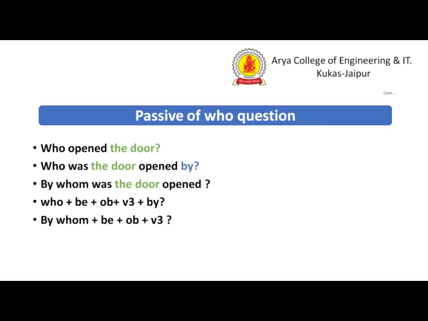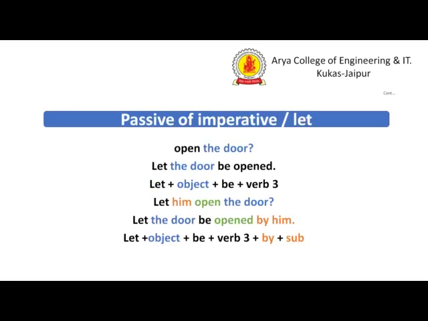So here we are applying "was," and "the door opened by." This is the way we convert active to passive voice. Also, one thing: "who" is replaced by "whom." So we can also sort it this way: "By whom was the door opened?" So the rule is who plus be plus object plus verb's third form plus by, and also another rule: by whom plus be plus object plus verb's third form.